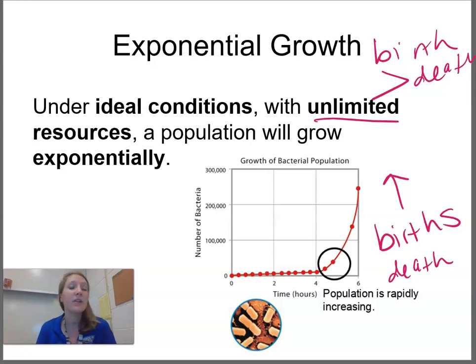Not to say that there aren't some bacteria that are dying, because there probably are a couple, but the number of births, the number of new bacteria being born, is so much greater than the one or two that are dying that it just way outweighs that. So you have the whole population grow exponentially.